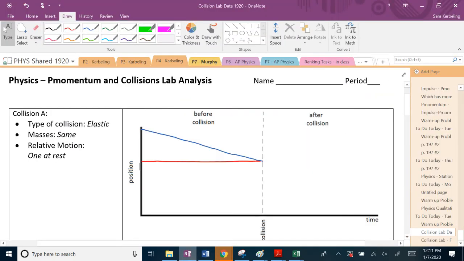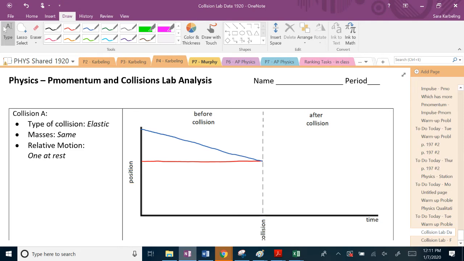All right. So hopefully, with this simple experiment, you found out what is going to happen in this scenario. Again, you used an elastic collision, which means that you used which ones? Did you use the magnets or the Velcro? Magnets because they're going to bounce apart, right? Okay. Same masses. One was at rest.